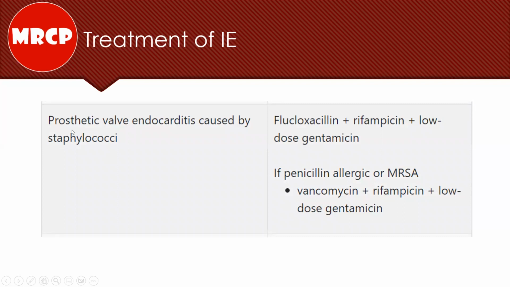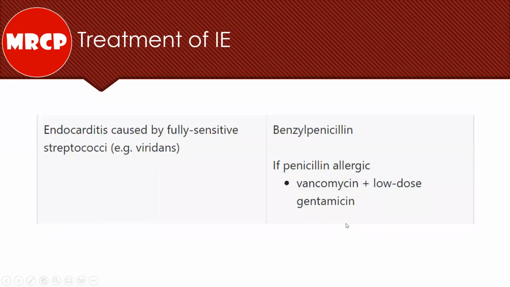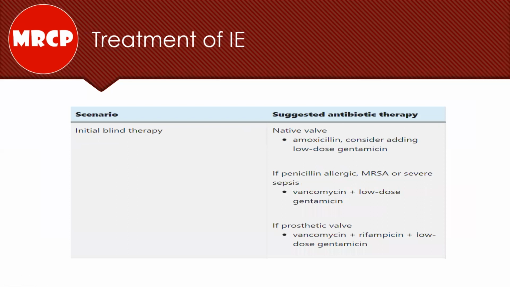I told you when we started treatment of infective endocarditis that the treatment will depend on the valve. Is it a native or a prosthetic valve? And at the same time, it will depend on the causative organism. So for a patient with prosthetic valve endocarditis caused by staphylococci, we use flucloxacillin with rifampicin and low dose gentamicin. If the patient is allergic to flucloxacillin, we use vancomycin, rifampicin, and low dose gentamicin. This is the same regimen that has been used as the initial blind therapy in prosthetic valve.